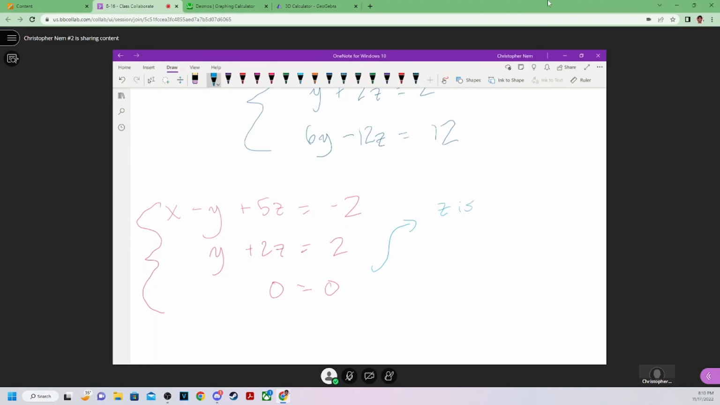z is free. It's a free variable. Z can be any number you want. So I'm going to let z be equal to any number. I'm going to call it t. T can be any number you want it to be. Any number possible.